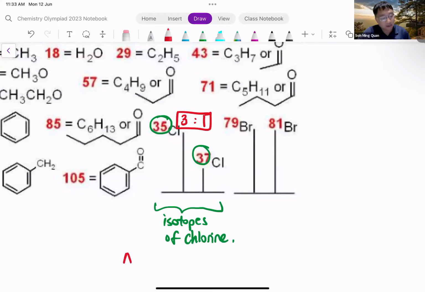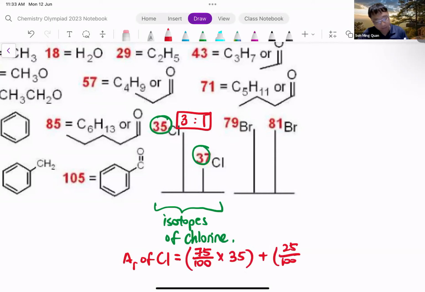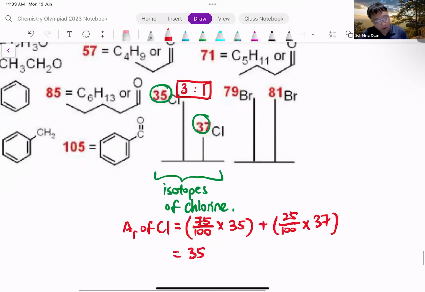And that's why the AR of chlorine is... 3:1 means 75 to 25, right? 75% times 35 plus 25% times 37. So it's 35.5.